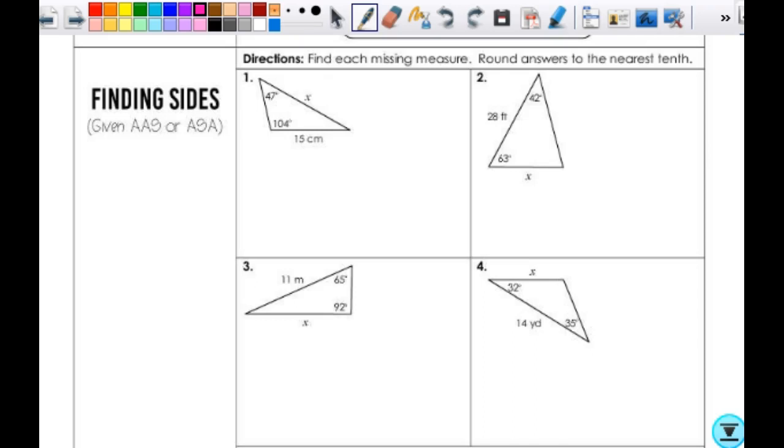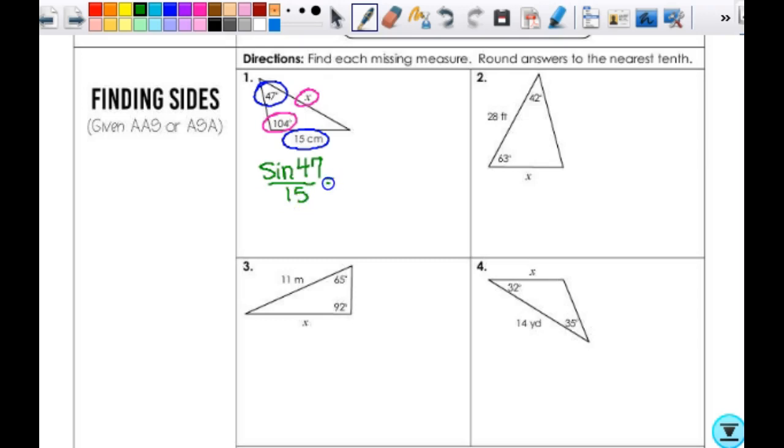All right, so I'm looking for x, right? Well, x is across from 104. And then I have this 47, which is across from 15. So I can set up a proportion. I'm just going to set up that the sine of, we'll start with 47. What will go underneath that?